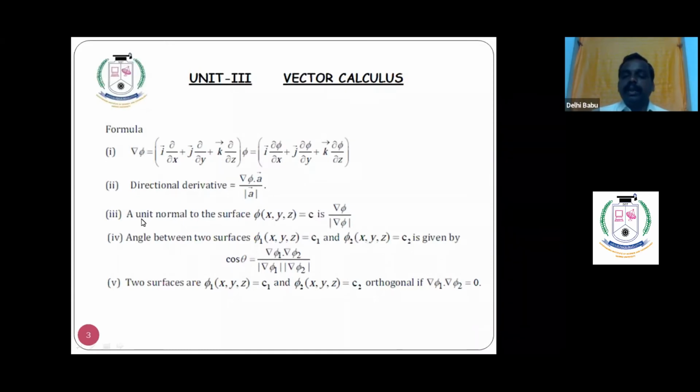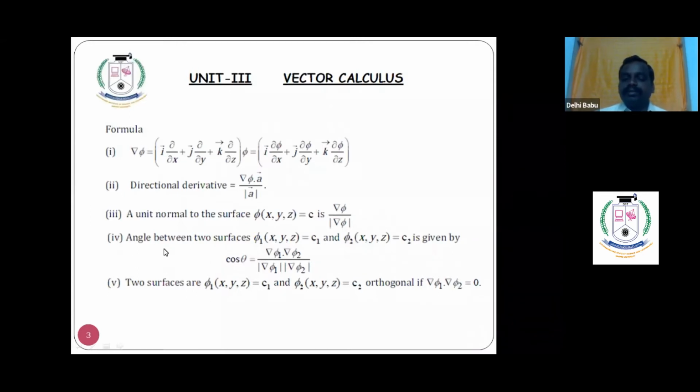And the next one, a unit normal vector to the surface phi, which is a function of x, y, z, equal to some constant, is the gradient of this value, that means del phi, by its magnitude. Magnitude is nothing but modulus of this del phi. This modulus of del phi is called magnitude of del phi. So this del phi by modulus del phi is called unit normal vector.